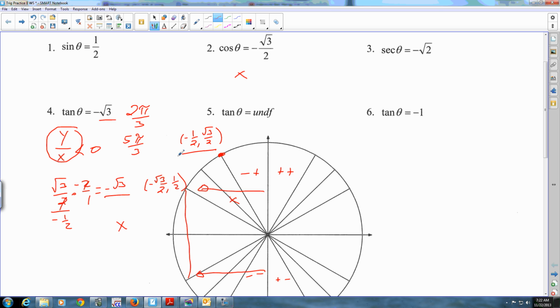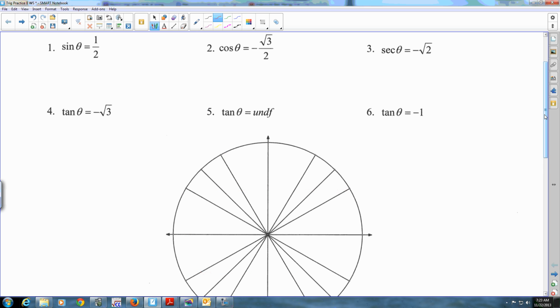Sine of a half, that happened here and here. They're the same horizontally. Why? Because sine is your y value. So why are they the same? Because your y values are the same distance up. So they're going to be the same value horizontally. So sines are the same horizontally, cosines are the same vertically. Okay? Tangents are the same diagonally.